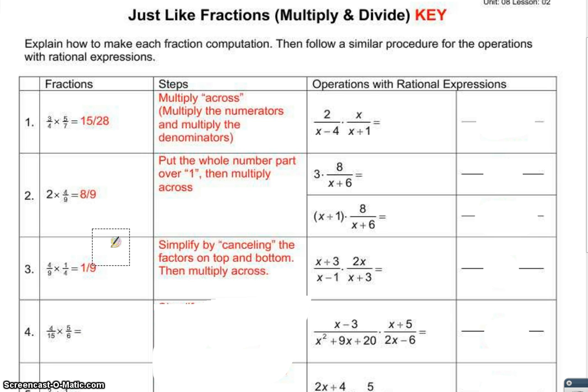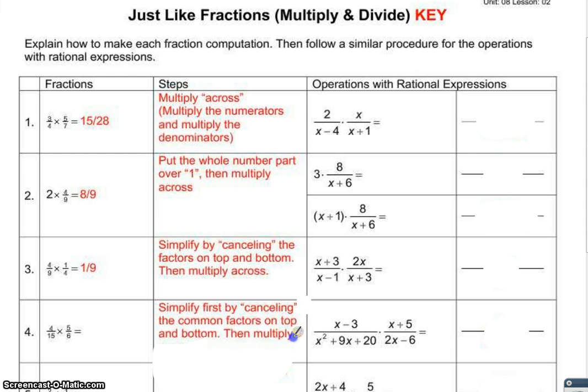And then let's look at number 4. It says I can simplify first by canceling the common factors on the top and the bottom, and then multiply across. What it's essentially saying is I can reduce the 4 and the 6, and I can reduce the 5 and the 15, and then when I multiply, I'm going to end up with 2/9.